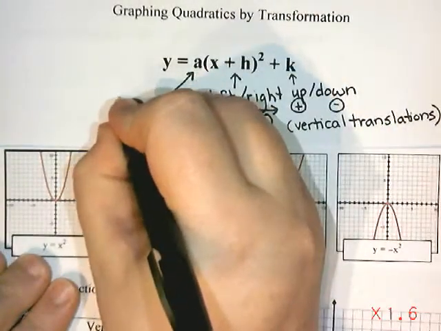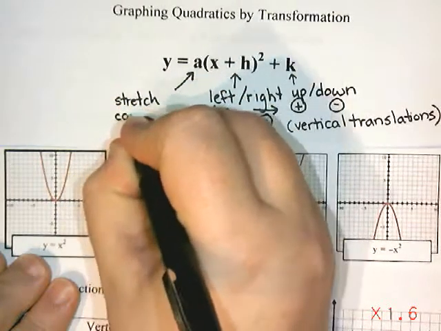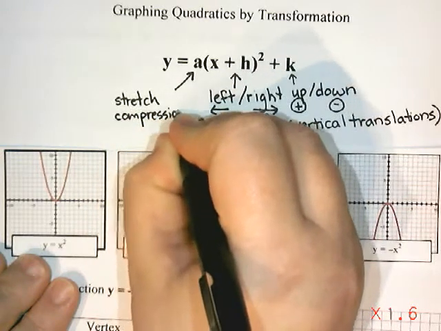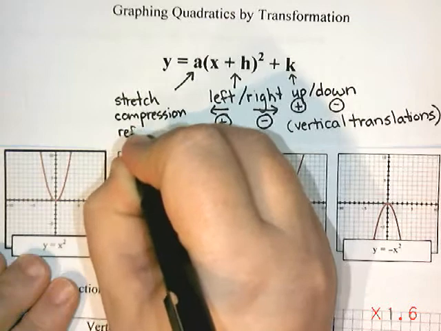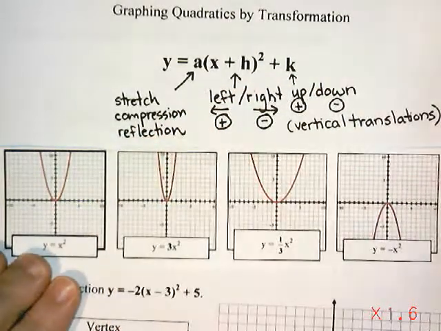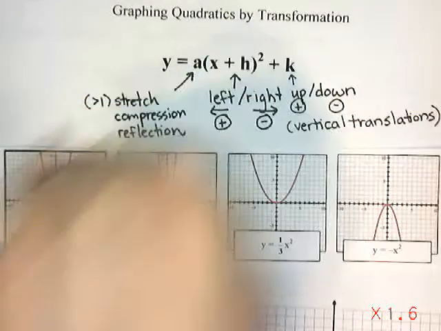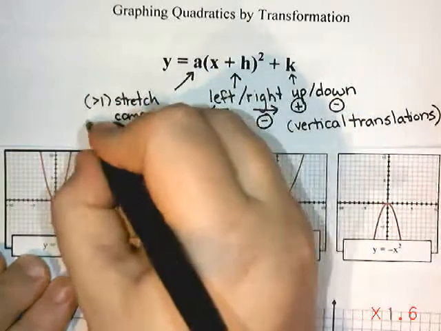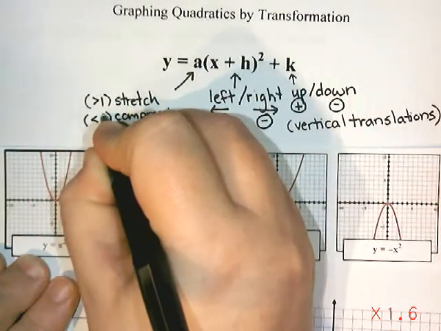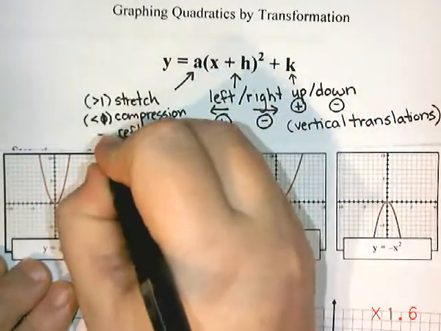So this can be a stretch, compression, or a reflection. Things that make a stretch are numbers that are bigger than 1. A compression would be something between 0 and 1, so I'm just going to say less than 1. And a reflection is going to be a negative.